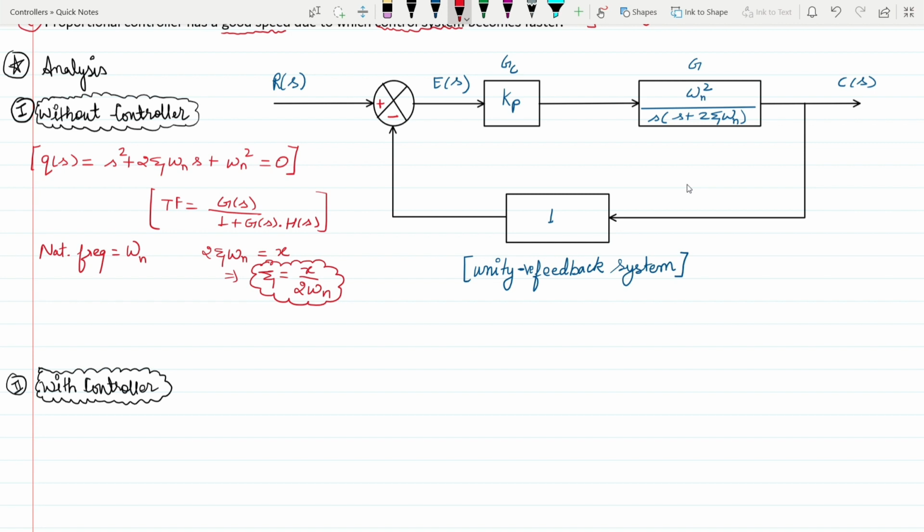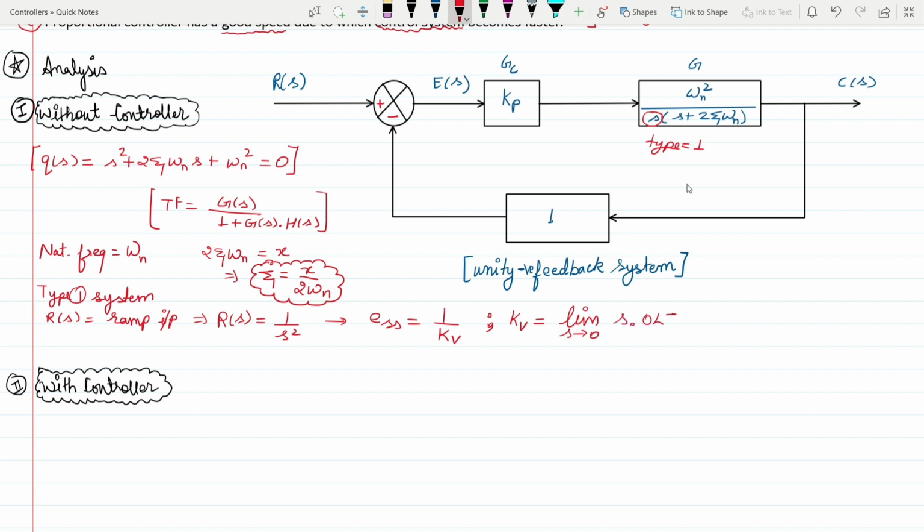As you can see, this is a type 1 system. So in the case of a type 1 system, when R of S is a ramp input, this implies that R of S equals 1 by S square. In that case we have a steady state error equal to 1 by kV, and here kV equals limit s tending to 0 of s into OLTF. This is the open loop transfer function, so limit s tending to 0 of s into the open loop transfer function, which equals omega n square divided by s plus 2 zeta omega n. So this equals 2 zeta omega n only.